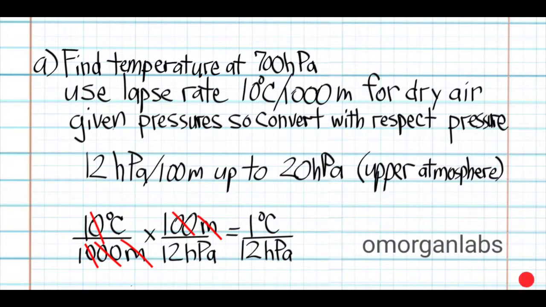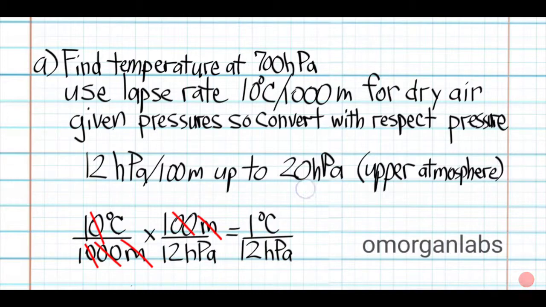Okay, anyway, so you see down here we have 10 degrees C over 1,000 meters. We multiply that by 100 meters over 12 hectopascals. You see in the red our meters cancel out. We cancel out the two zeros here, another zero from the 10 and another zero from the 100. So all that, in the end, we get 1 degree per 12 hectopascals.